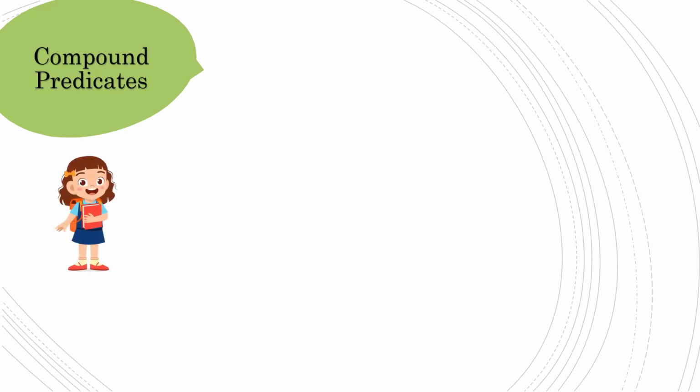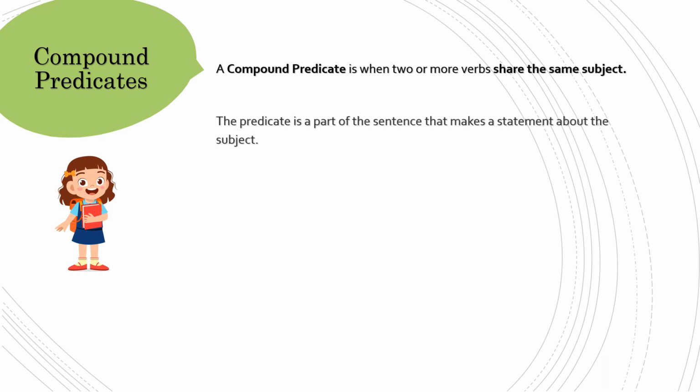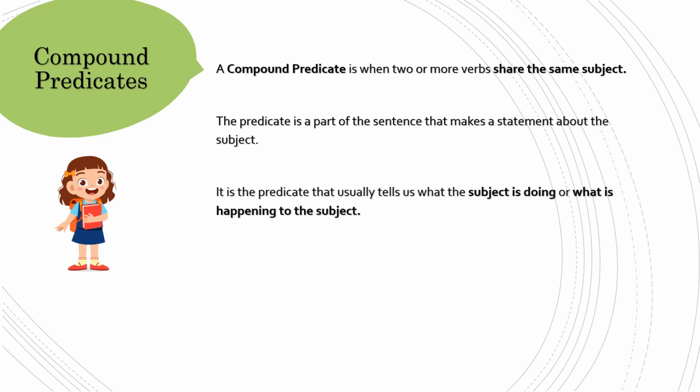Compound predicates. A compound predicate is when two or more verbs share the same subject. The predicate is a part of the sentence that makes a statement about the subject. It is the predicate that usually tells us what the subject is doing or what is happening to the subject. In this lesson, we will learn all about compound predicates.